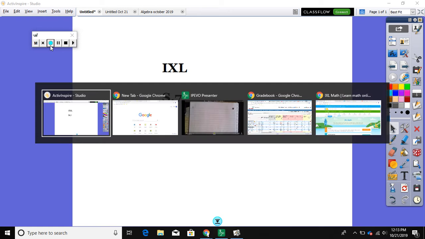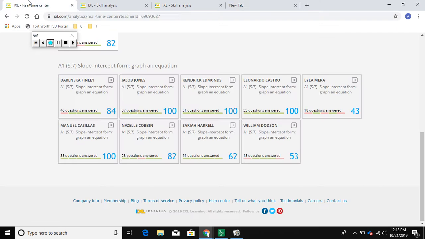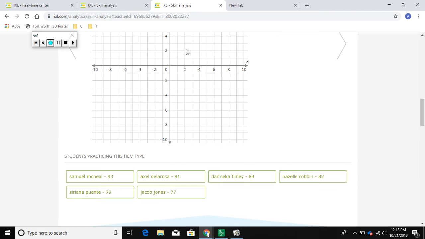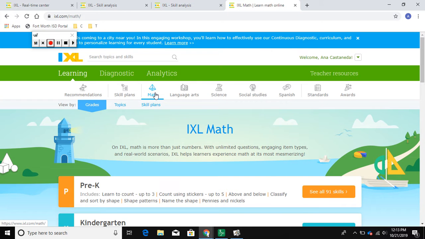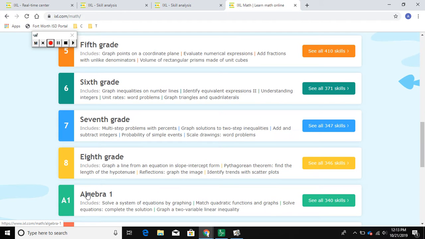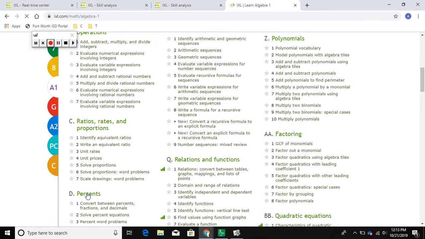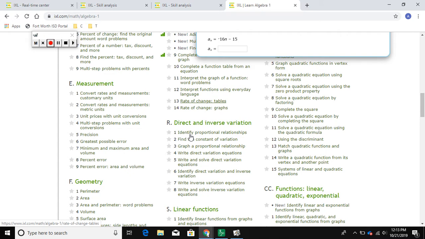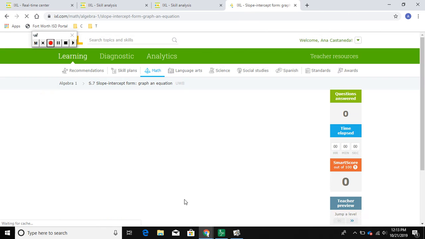Do today is make a graph from an equation. So this is IXL S.7. We're going to go to IXL and make sure you're logged in. I'm going to go to math and then to algebra, and I'm going to go to S.7. So what we're doing today, we're going to make a graph from an equation.